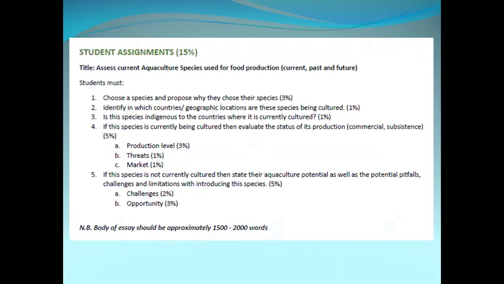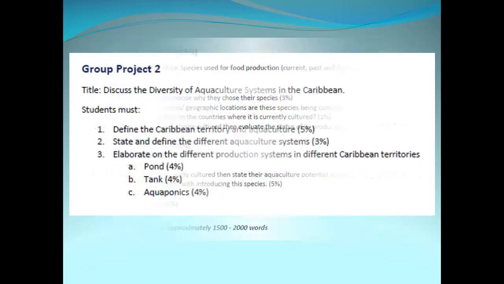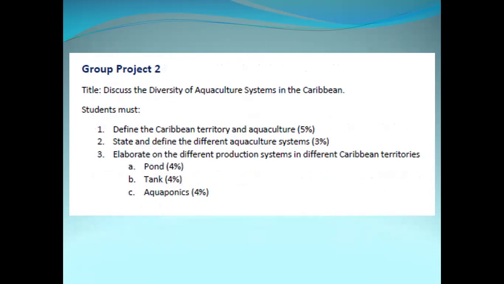For the student assignments, any questions on the group projects, on what I have here pertaining to it? If you go through it and find yourself in a group and you have further questions, no problem. I will guide further.